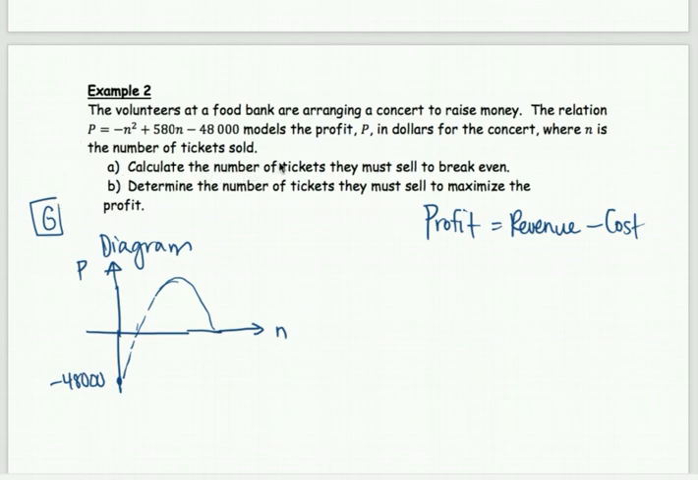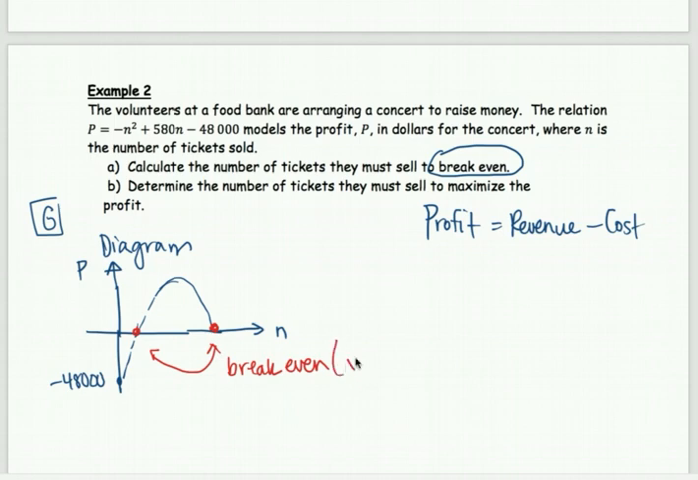Okay, so now that we've kind of analyzed what we have here, part A wants you to calculate the number of tickets that they must sell to break even. Okay, so there's that word break even. So where is break even on a picture like this? It is right here. Okay, this is where you break even.